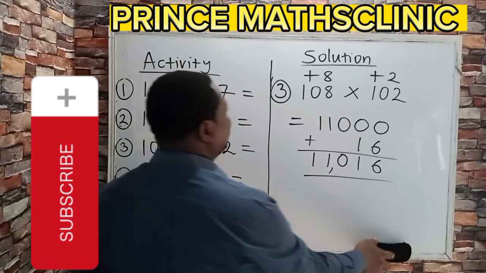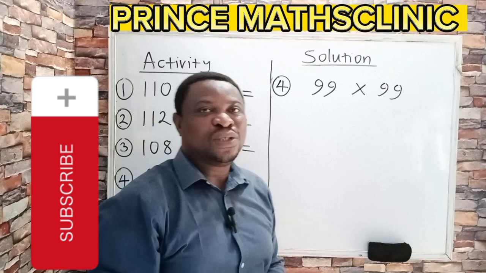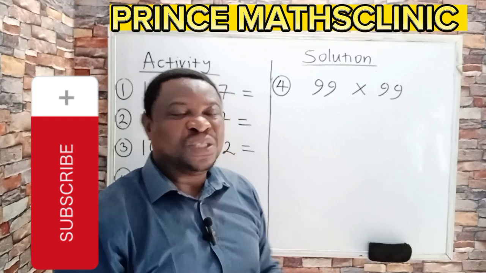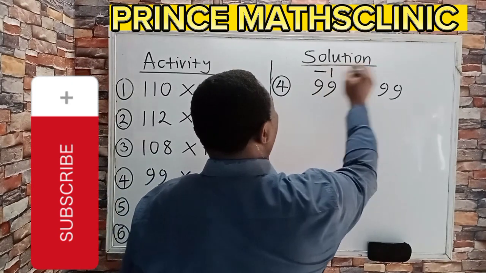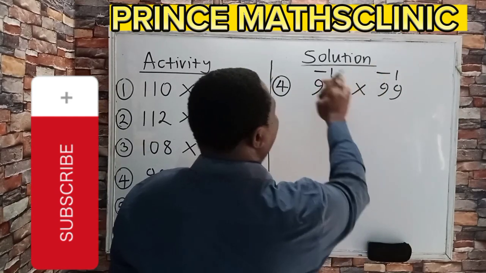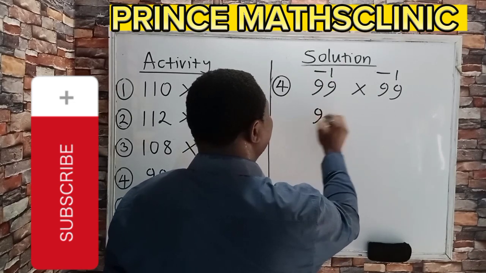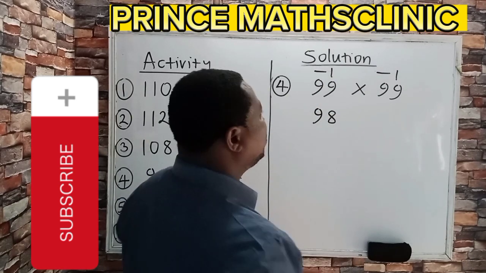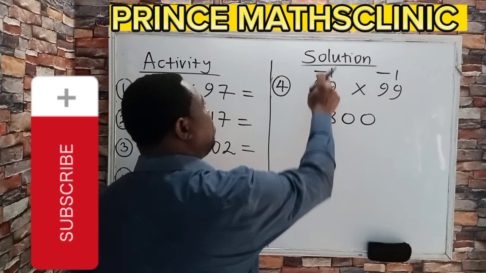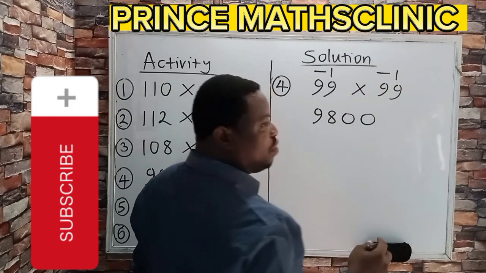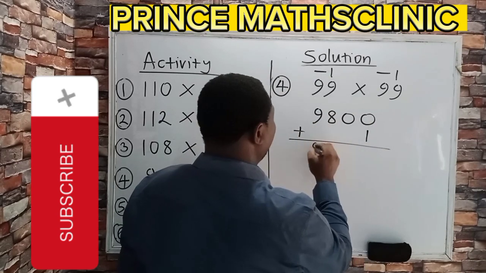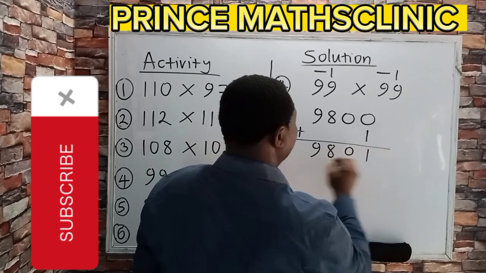Let's look at the fourth question. The fourth question is interesting because it is 99 times 99. And 99 is 1 less than 100. So each of them will be a minus 1 and minus 1. So if you say 99 minus 1, it gives you 98. So just write 98. Then because it's in the realms of 100, close to 100, just put 0, 0. So if you say minus 1 times minus 1, it gives you positive 1. So positive 1. So it means you are adding. So this number becomes 9,801.